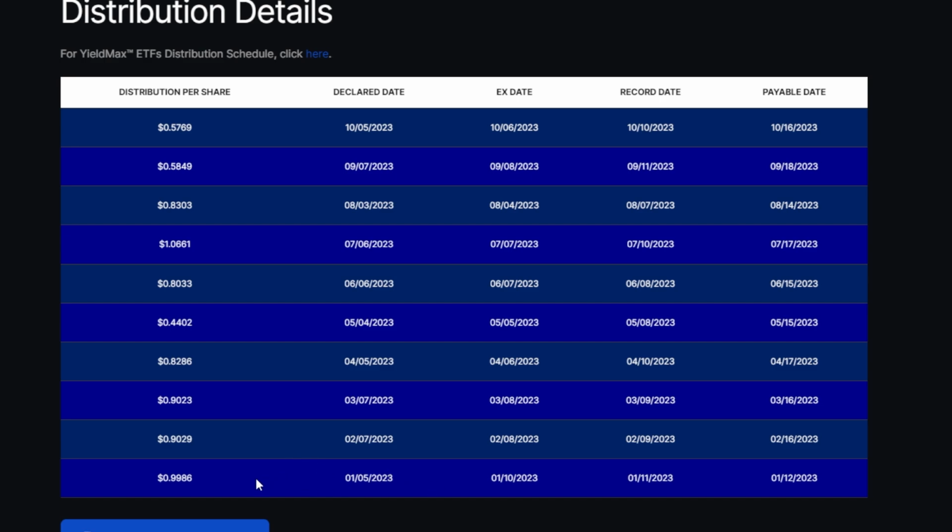For example, back in January, TSLY had almost a $1 distribution. Then in February, 90 cents. 90 cents in March, 82 cents in April, 44 cents in May, 80 cents in June. Back in July, $1.06 per share in a month, 83 cents back in August, 58 cents back in September. So from August to September, the distributions did go down quite a bit, but still 58 cents is massive. And then just recently, 57.5 cents, more or less, in October.